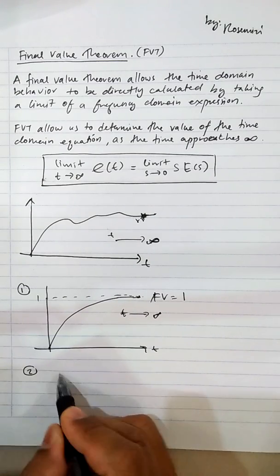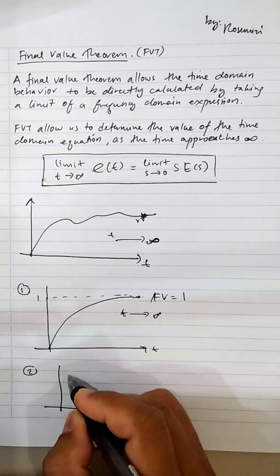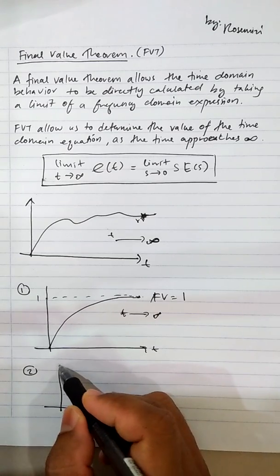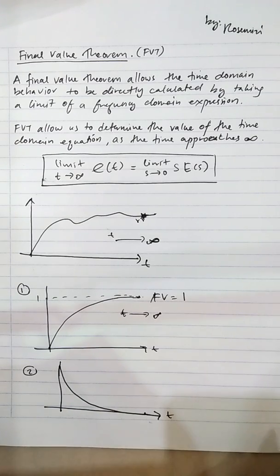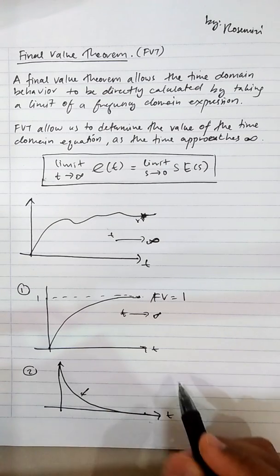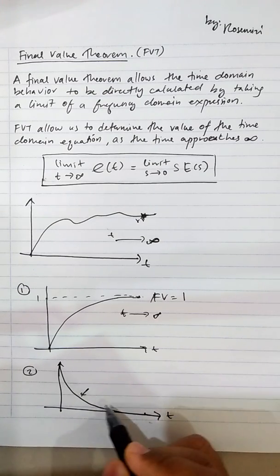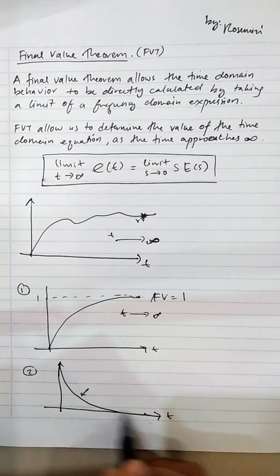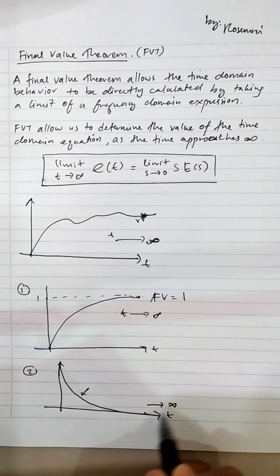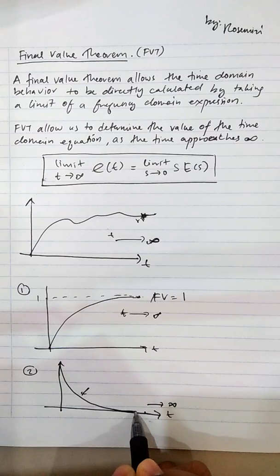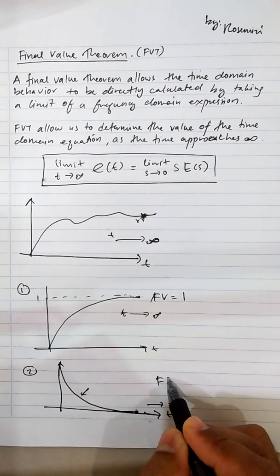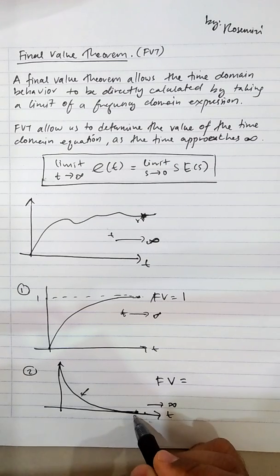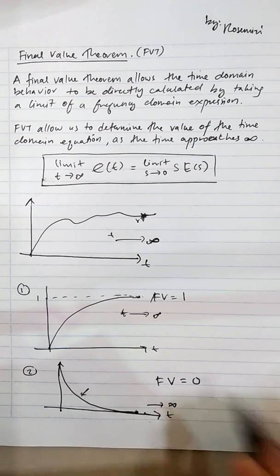Okay, for the second graph, let's say like this. This is time, and this is the output. You can see that when time approaching infinity, the output approaching 0. So in this graph, we can say that the final value is equal to 0.